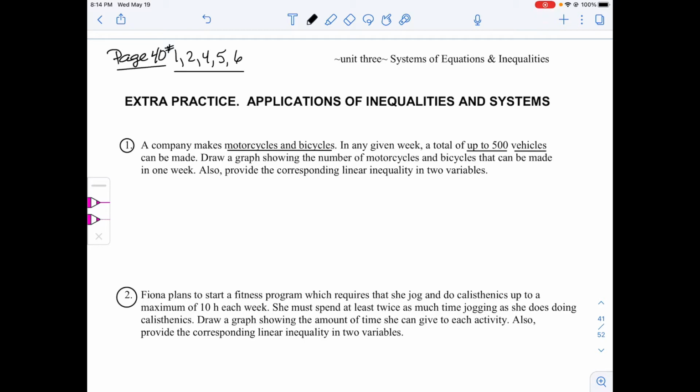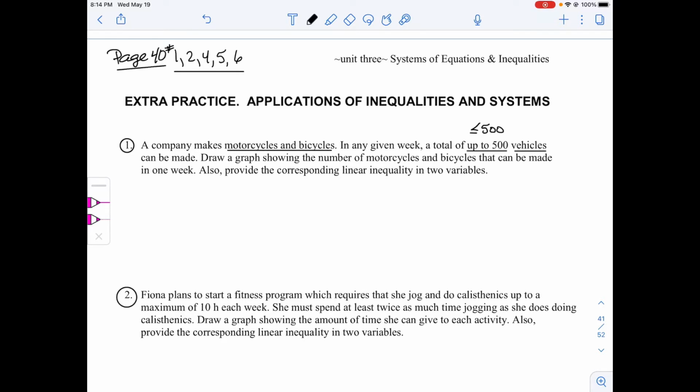Motorcycles and bicycles combined are both called vehicles. And a total of up to 500 vehicles. Up to means the maximum would be 500. So that's less than or equal to 500.